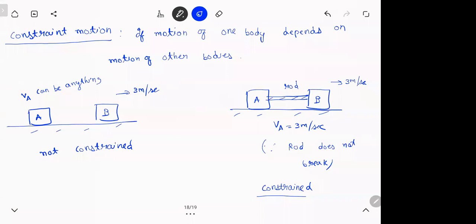Put it down. We'll see more in the next page. So how do we solve such kind of problems? There are two methods. I will show you both the methods, but we will extensively use the second method.